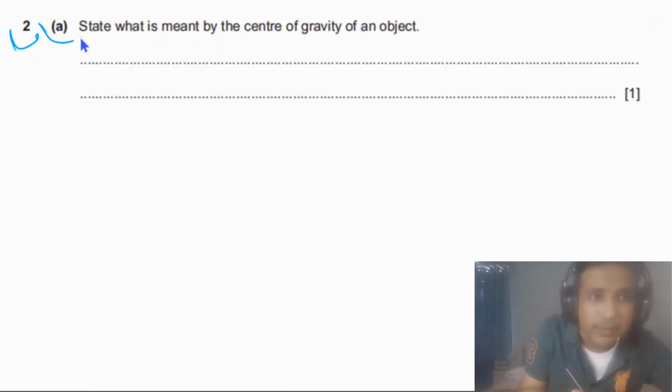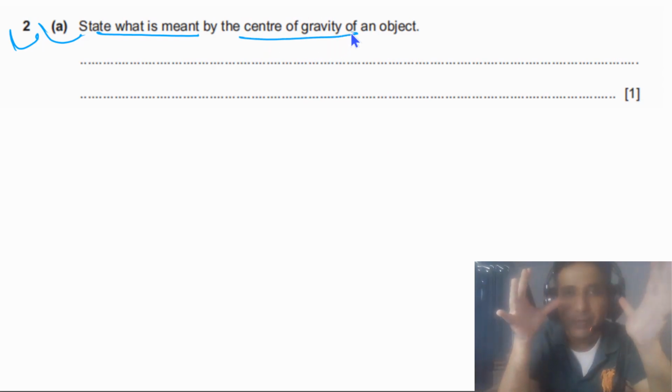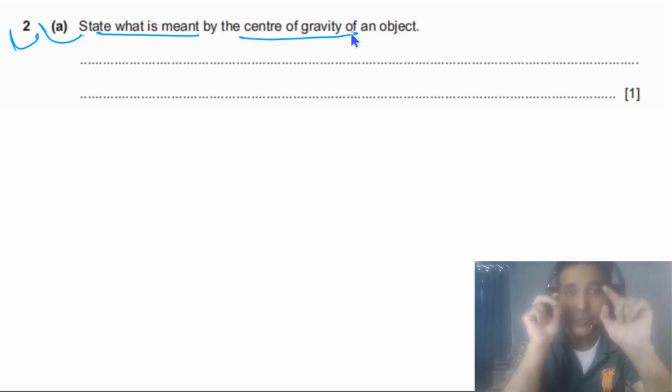Question 2, part A says, state what is meant by the center of gravity of an object. Center of gravity of an object is the point where if we apply a single force, we can balance that object. And that point is called center of gravity. It means at that point we can consider the whole weight of the body is acting.